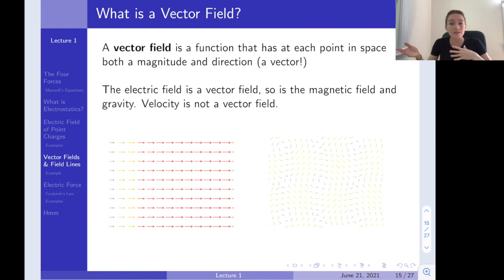So velocity is not a vector field because it's just a single vector. There's not velocity at every point in space. It's just an object has a velocity vector. So velocity is not a vector field. So these are just two examples of vector fields here.